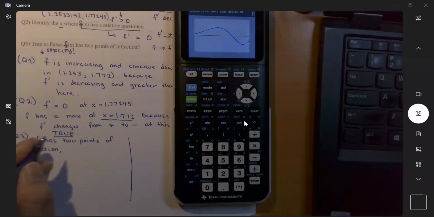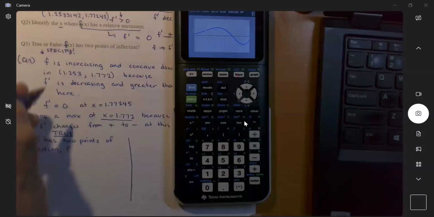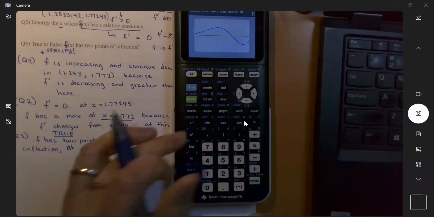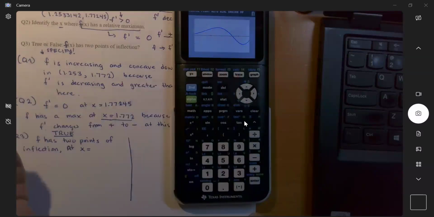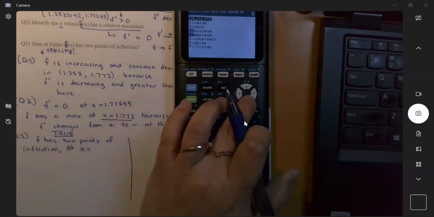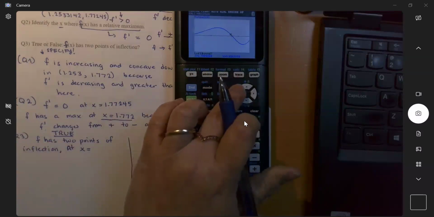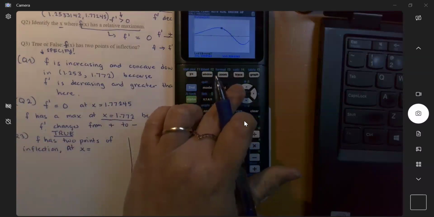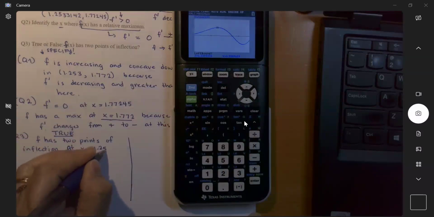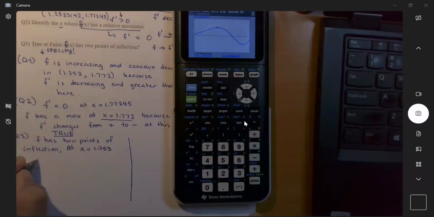And I will solve them. What are they? At x equals, let me see, well, I've solved for the maximum earlier. The maximum was this one, the maximum of that point right there, which is our first bump. I got it, 1.2533.